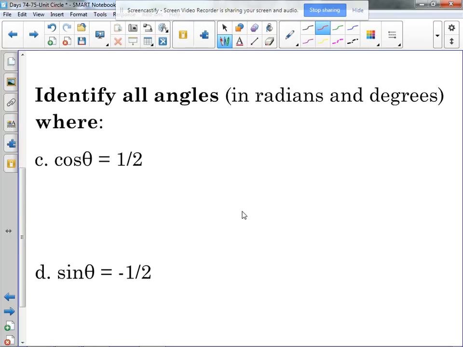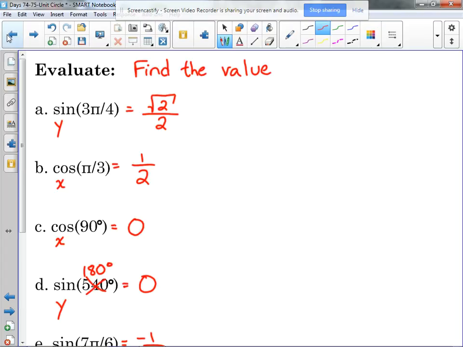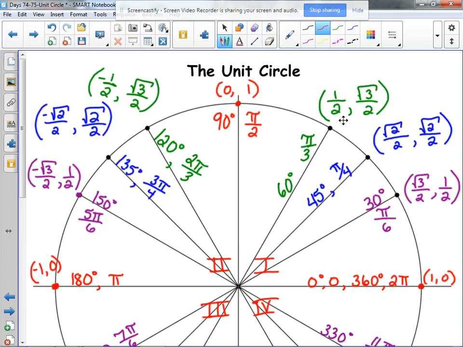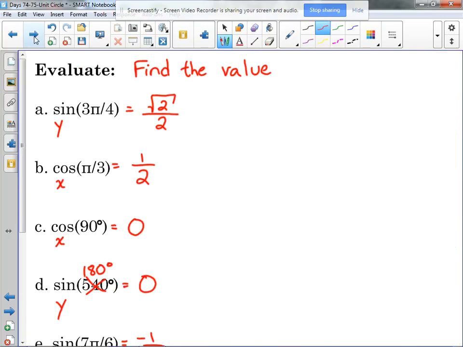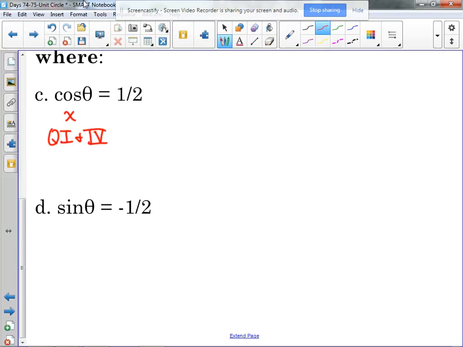Identify all angles in radians and degrees where the cosine is equal to 1/2. So let's do the same thing. Let's think about this. Cosine is the x-coordinate. X values are positive in quadrant 1 and quadrant 4. So let's look for where we have an x of positive 1/2. That's at 60 degrees or pi over 3. And it's at 300 degrees or 5 pi over 3. So that is our answer here.